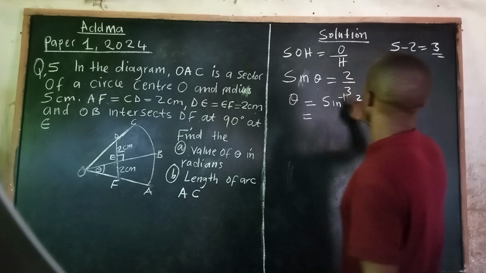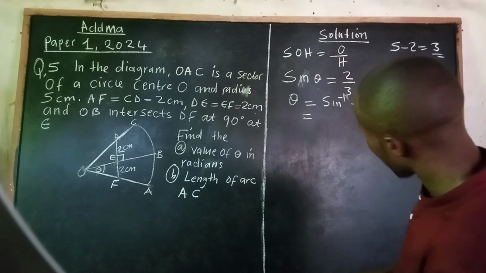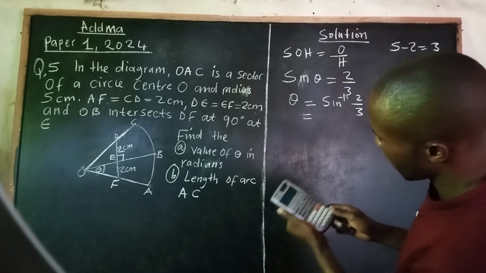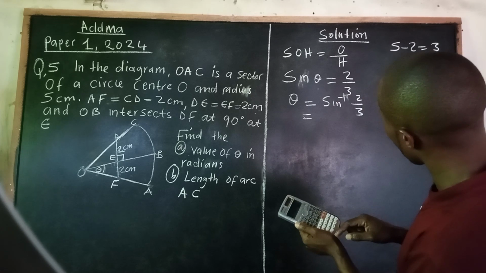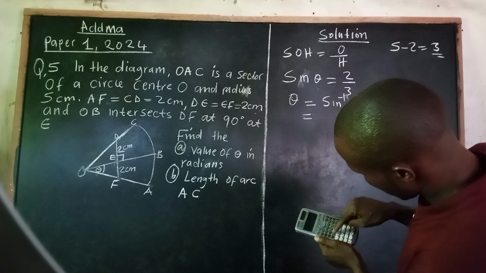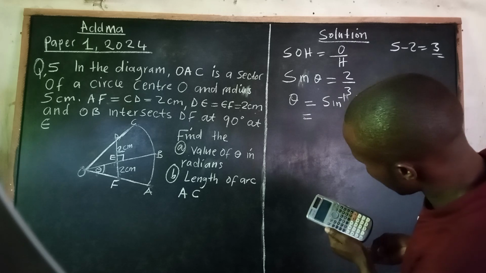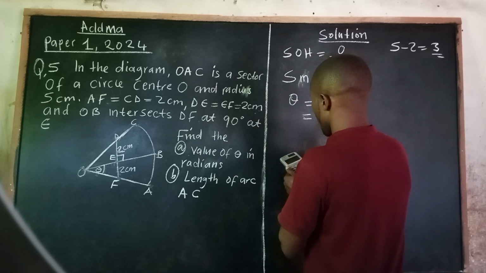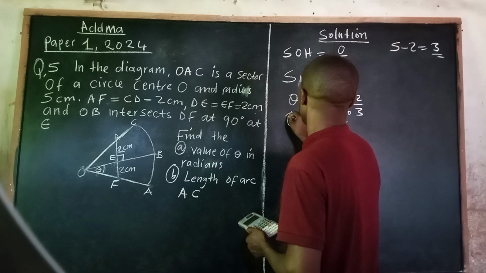So what we are going to do here is use the calculator. Shift, then you click sine. Then from there, you write the numbers that we have there, 2 over 3. The answer that you are going to have is 41.8 degrees. Okay, so that is our theta in degrees.